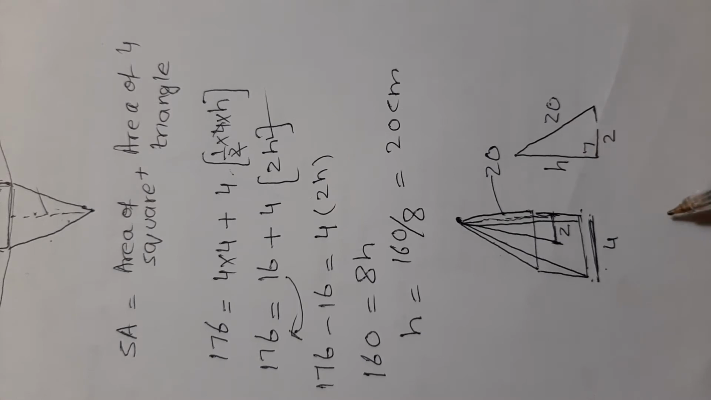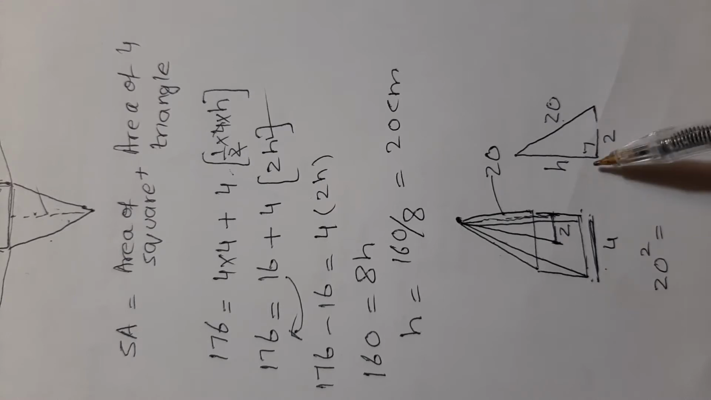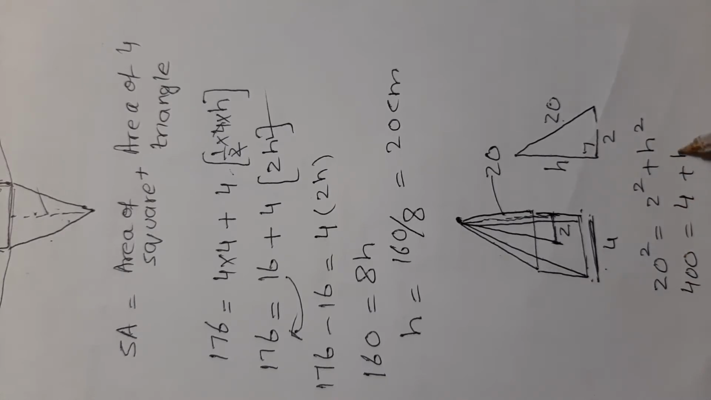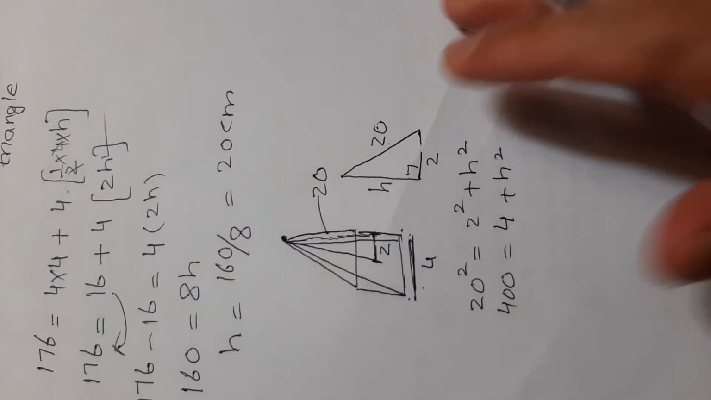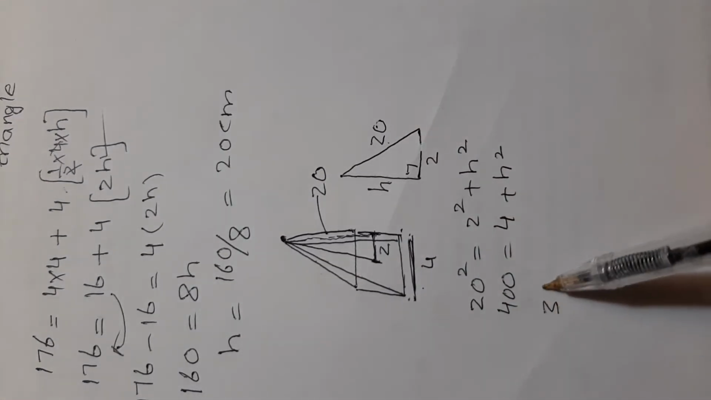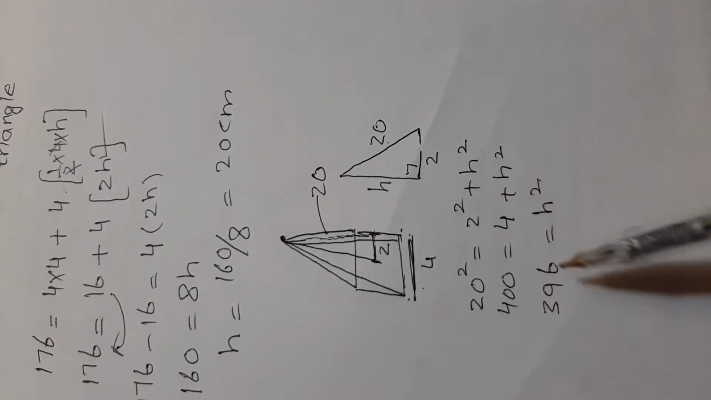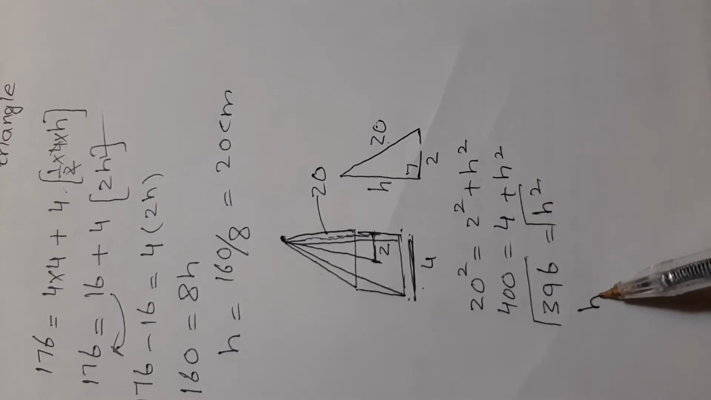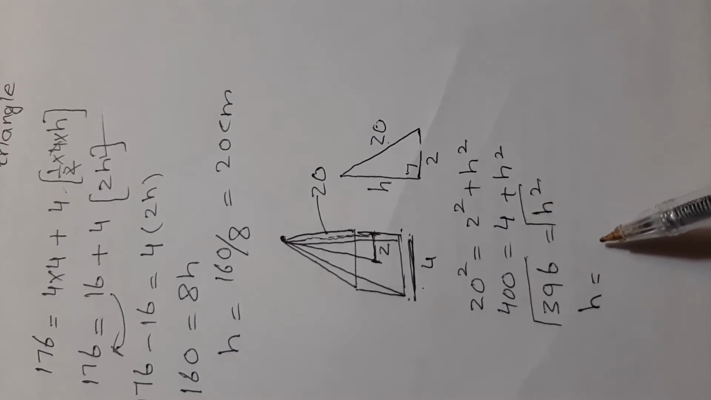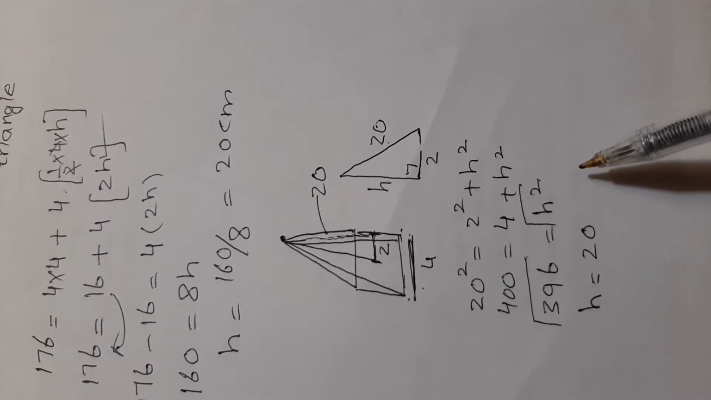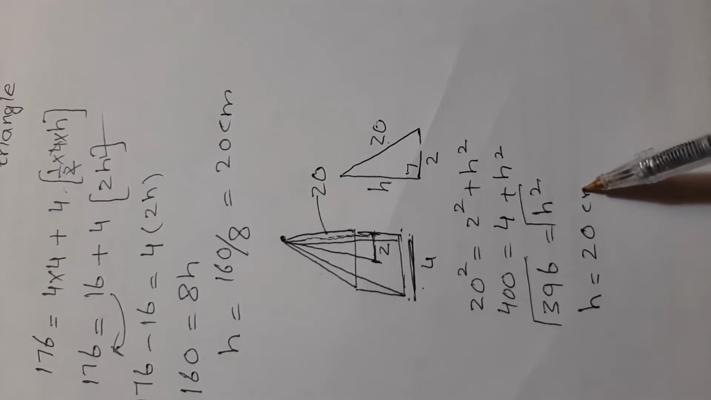So this is a right angle triangle, and this is the hypotenuse. So hypotenuse square is equal to base square plus perpendicular square. So 20 square is 400, 2 square is 4 plus h square. Now that will be 396 is equal to h square, and when you take the square root on both sides, the height will be almost 19.89, which will be rounded off to 20 centimeter.